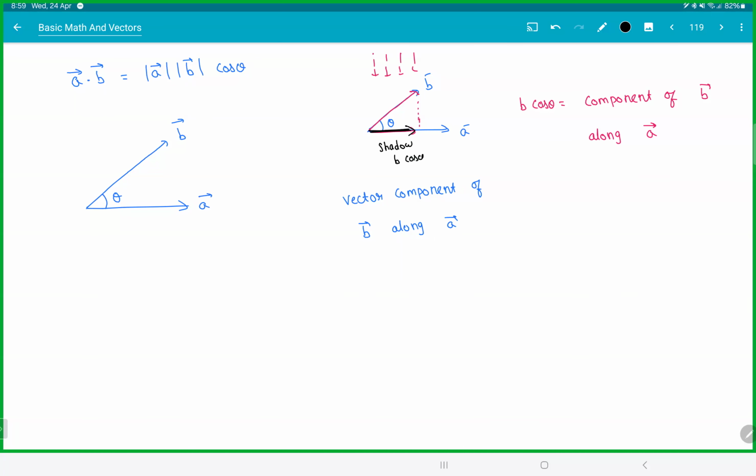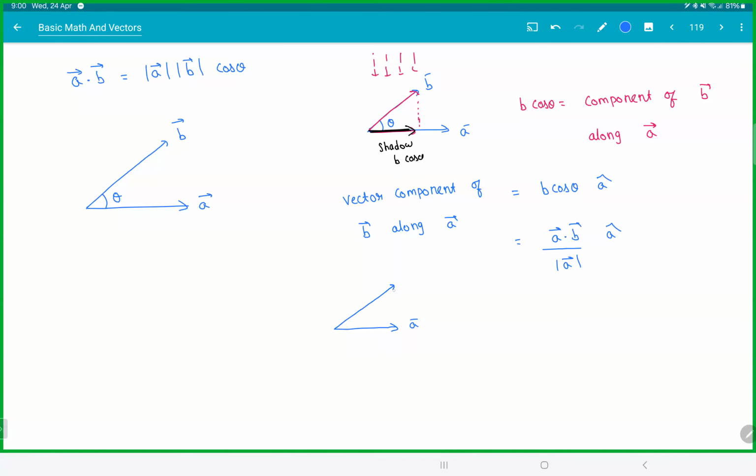Is that making sense? If you shine a light like this from the top direction, what is the length of the shadow on the floor? It is b cos theta. Even though the rod's length is b, the shadow's length is only b cos theta. So the vector component of b bar along a bar has magnitude b cos theta, that is a length. And what's the direction? A cap. Isn't that how you get the direction of any vector? But what is b cos theta? A bar dot b bar by mod a bar, into a cap. That is the vector form of the component of b bar along a bar.